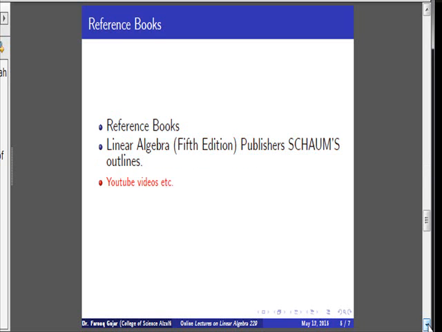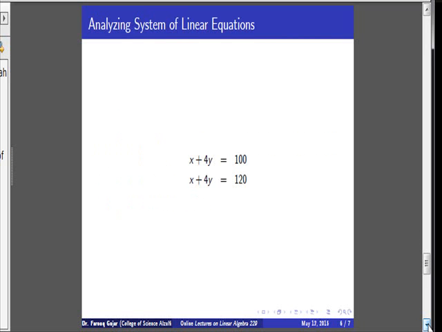For example, we are using only two linear equations for simplicity, and for reference we have used the Schaum's series linear algebra publication, YouTube videos and Khan Academy lectures in our total series. These references are very important because students can directly consult the YouTube or Khan Academy lectures. These are very initial and important.